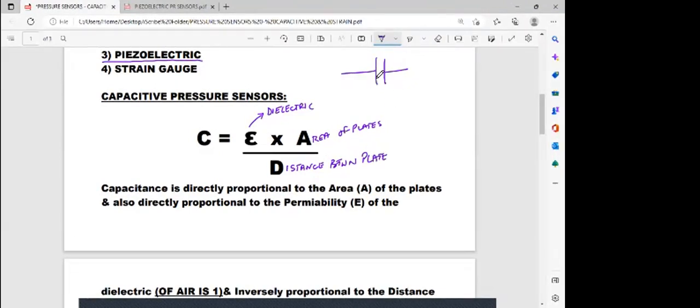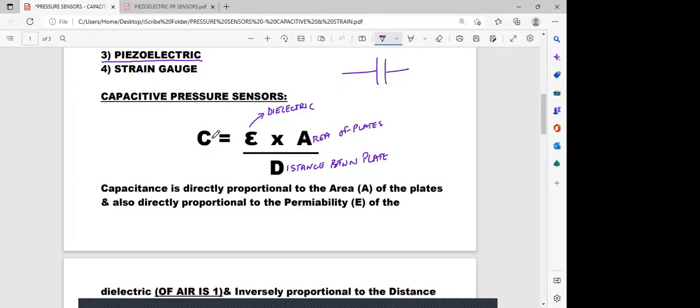Okay, so if the area of the plates changes, your capacitance will change. If the distance between the two plates changes, your capacitance can change. Depending on the dielectric used in between those plates, the capacitance can change. So if any of these three parameters changes, your capacitance is going to change. This capacitance is then taken to an electronic circuit that converts capacitance into a level: inches, feet, meters. That particular circuit is going to change the change of capacitance into a level.